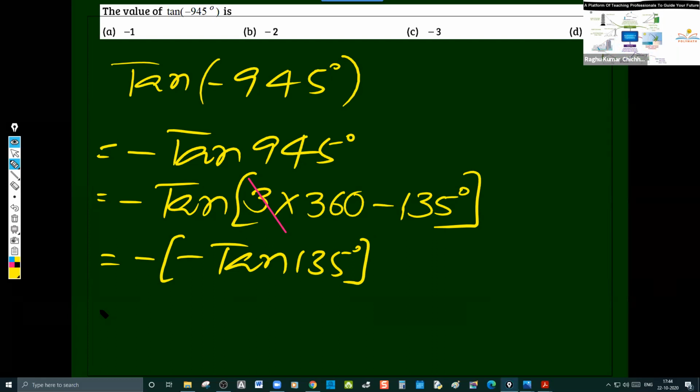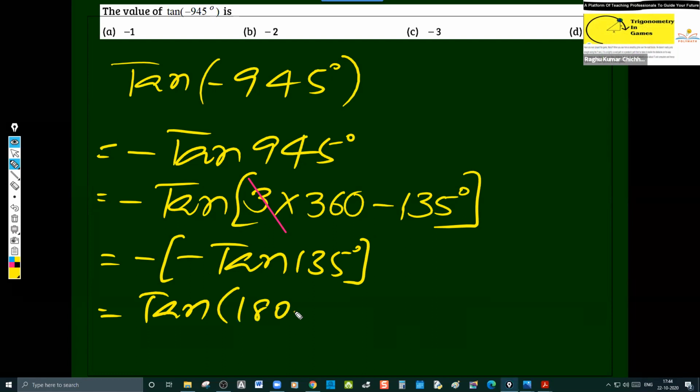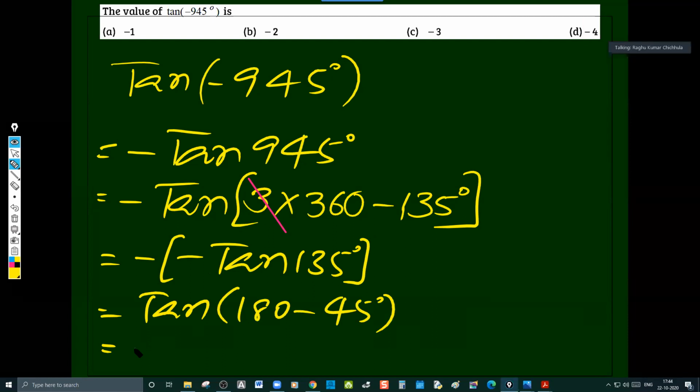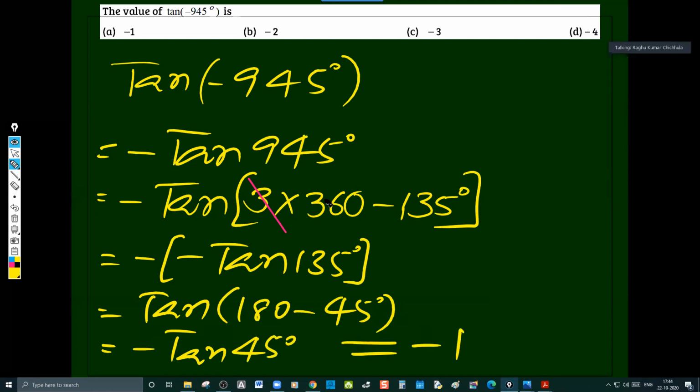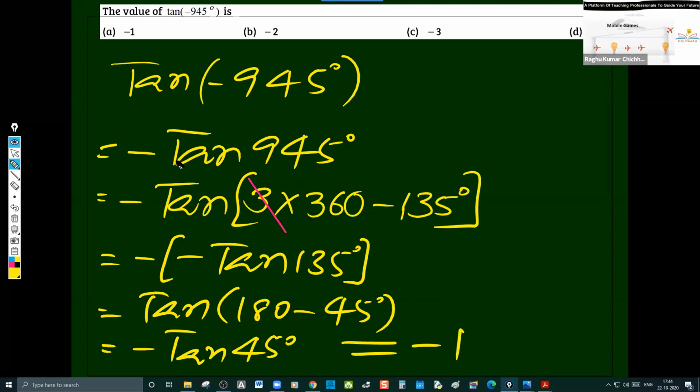Again, minus of minus becomes plus. 135 can be written as 180 minus 45. Which quadrant is it in now? Second quadrant. In the second quadrant, tan is negative. So what is the answer for this? It is minus 1. That's it. Simple question only.